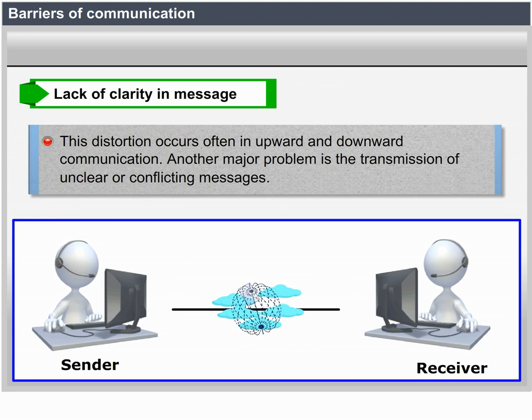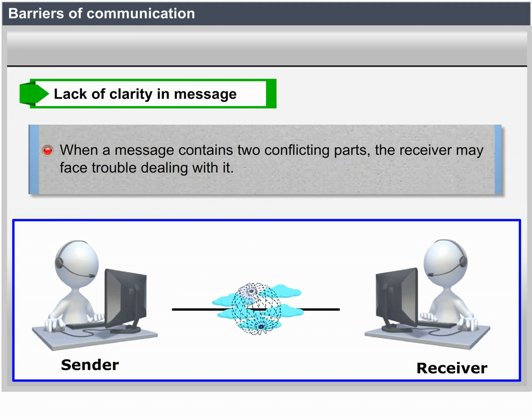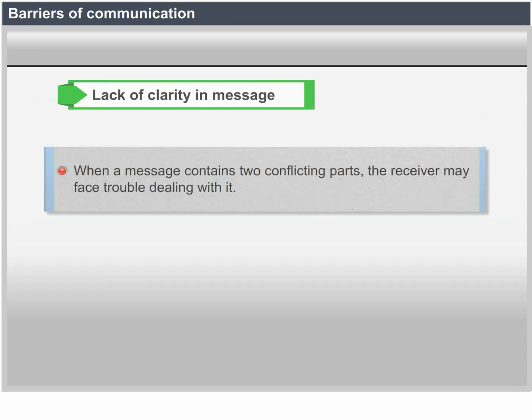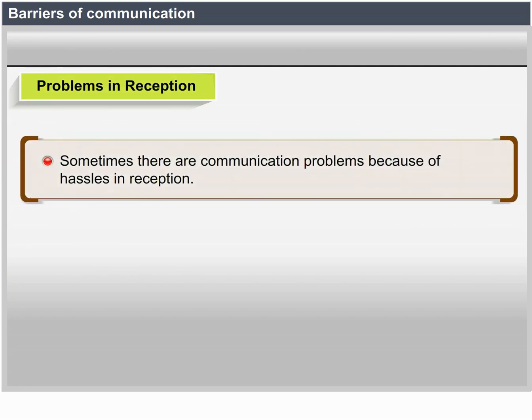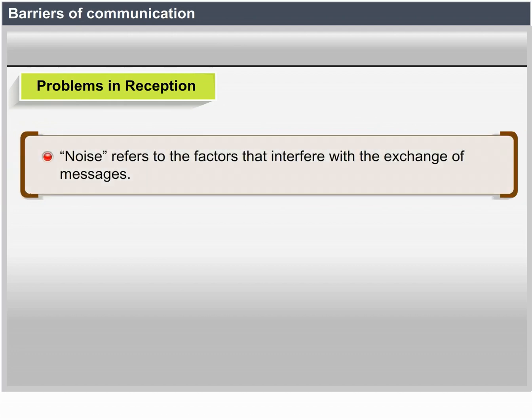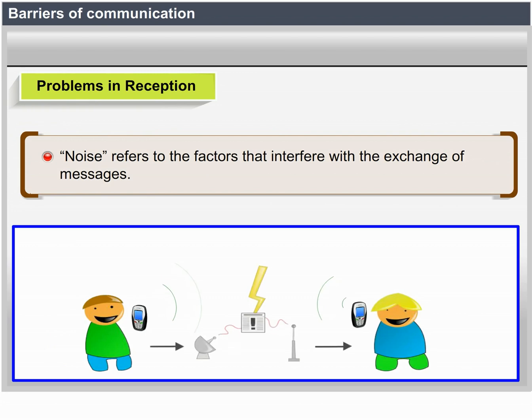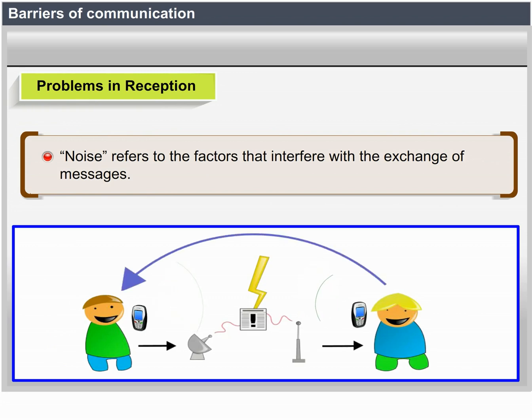Another major problem is the transmission of unclear or conflicting messages. When a message contains 2 conflicting parts, the receiver will have trouble dealing with it. Problems in reception. Sometimes there are communication problems because of hassles in reception. Noise refers to factors that interfere with the exchange of messages.